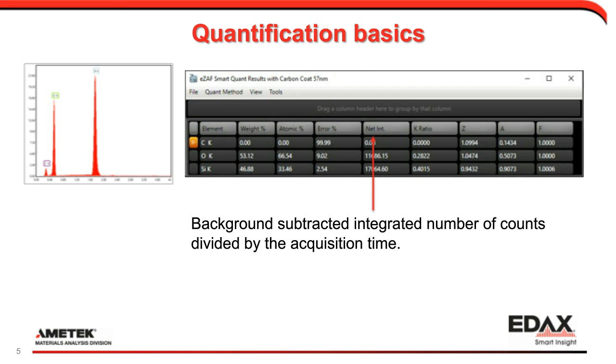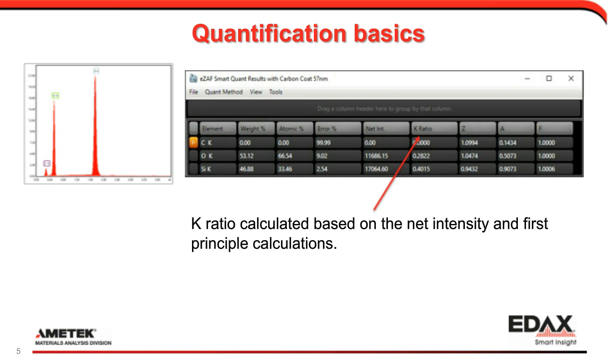Then we have the K ratio, which is the ratio relative to what we would get if we had a pure element standard in there. So we can see here we get about 40% of the counts for silicon as we would get if we had the pure silicon sample in there. So we get the first number, of course, from the integrated counts in the spectrum, and the second number, the pure element, is a first principles calculation. So this is the pure-standardless quantification we're doing right now.